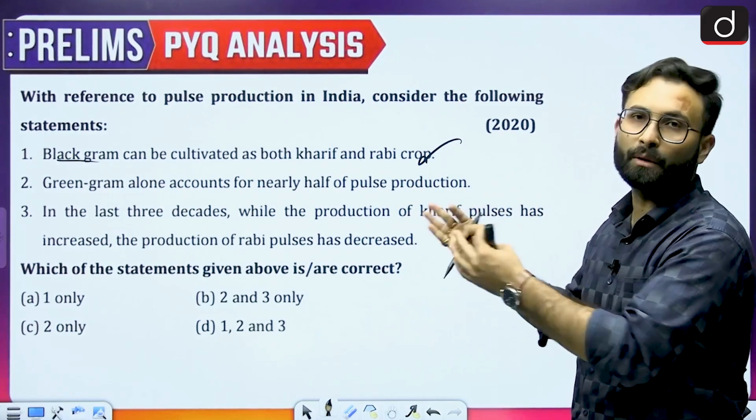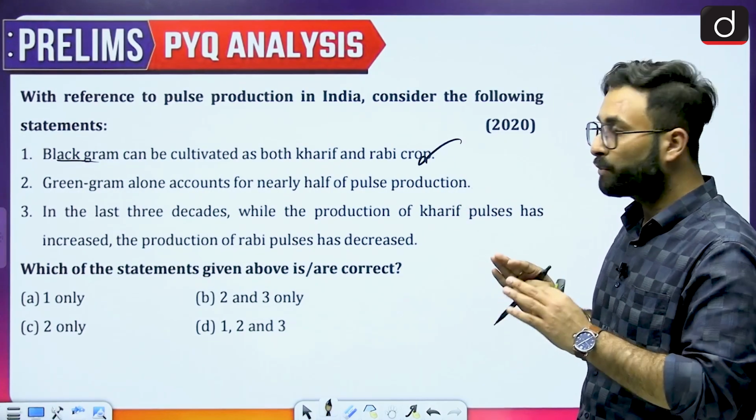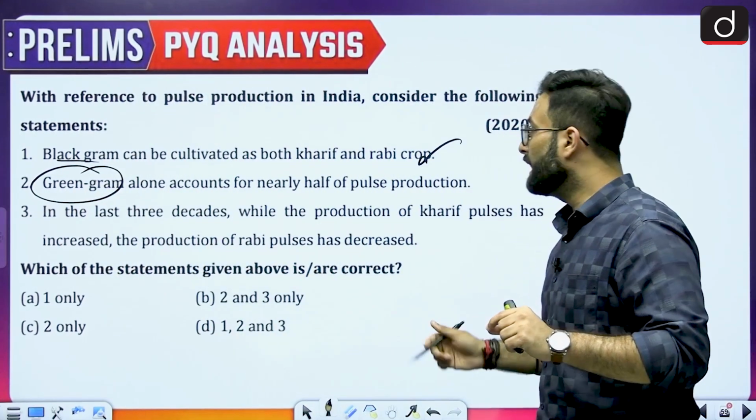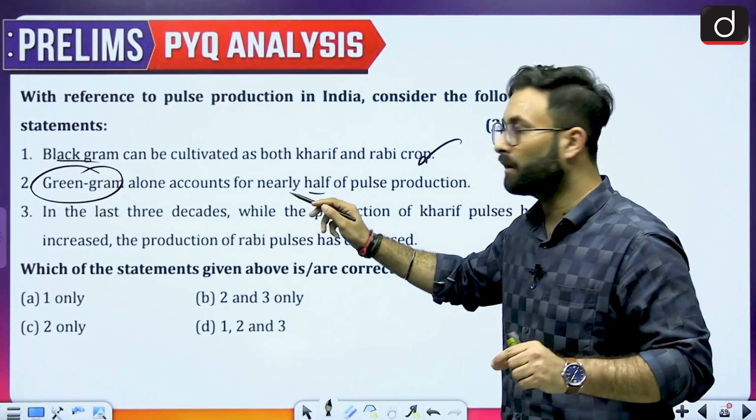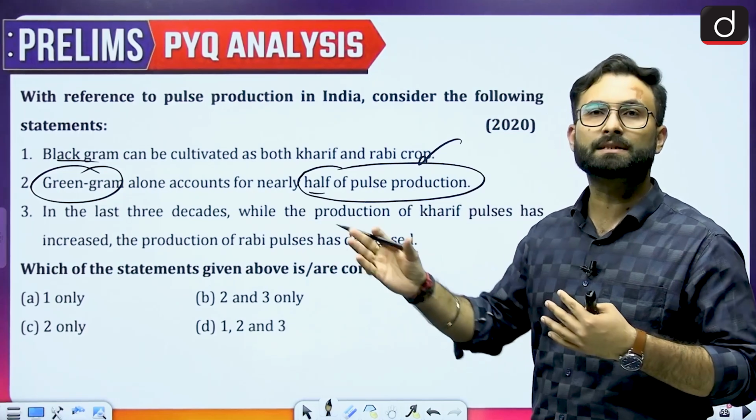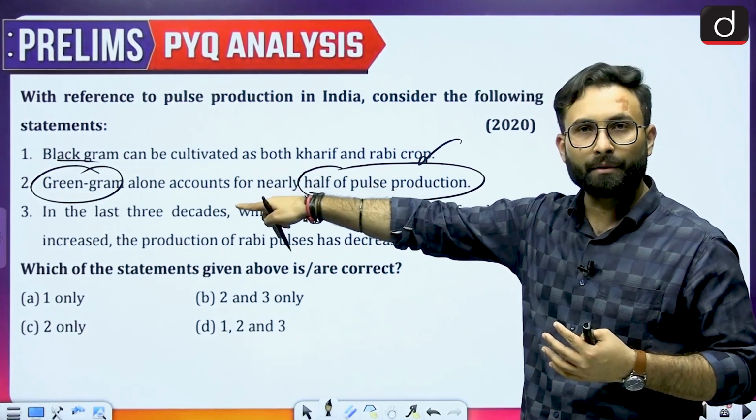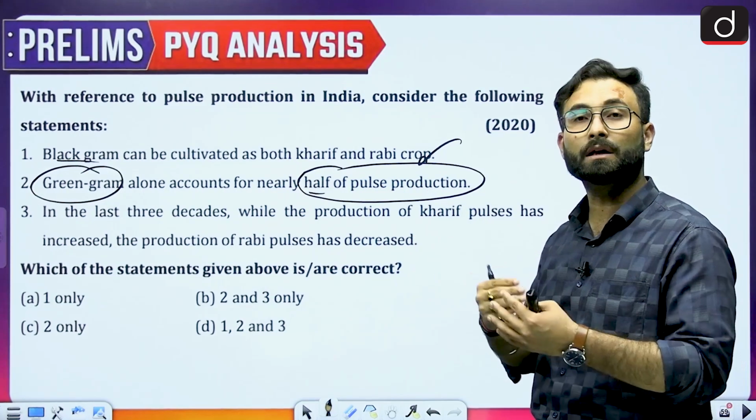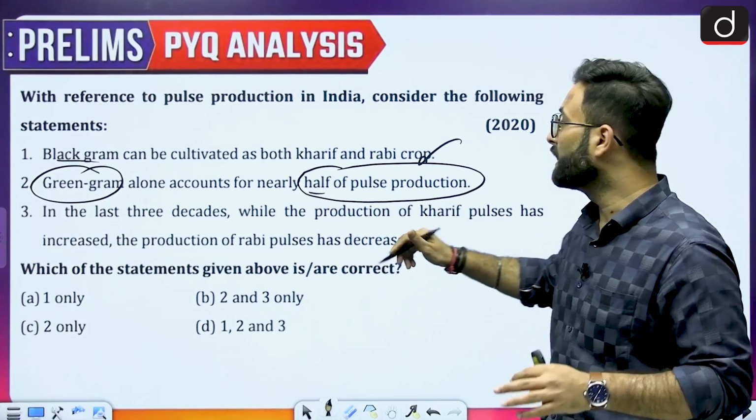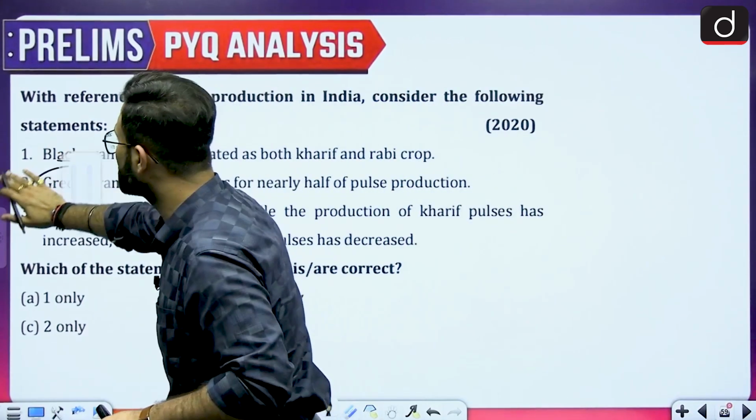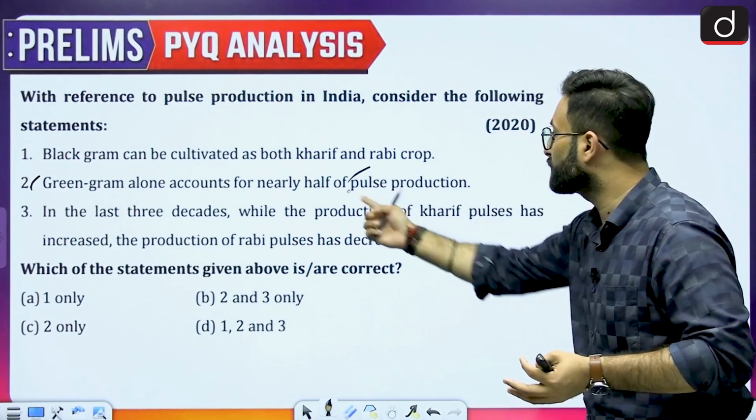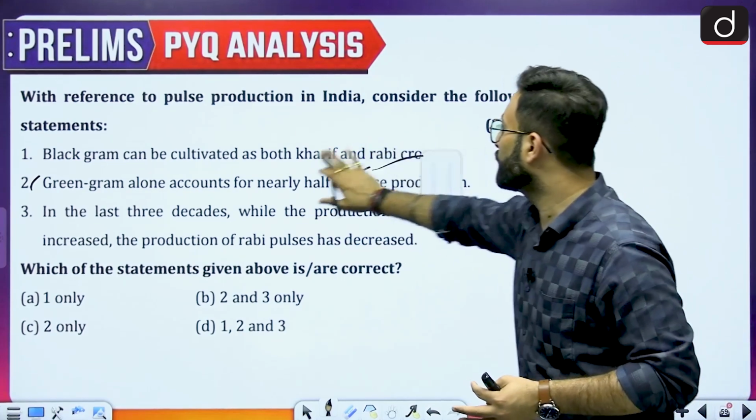Now even if you don't know about this particular statement, you can see they are saying that green gram, which is one kind of pulse, is accounting for half of the pulses production. There are various varieties of pulses, and only one variety of gram is said to account for more than half of that. So we can say that this logically does not sound good, because obviously there are various kinds of pulses. One particular crop cannot account for nearly half of all of these crops. Okay, so that is why statement 2 becomes incorrect.